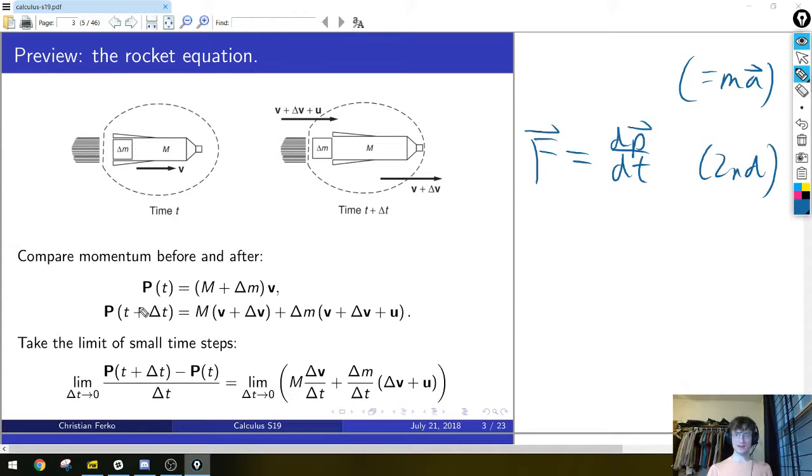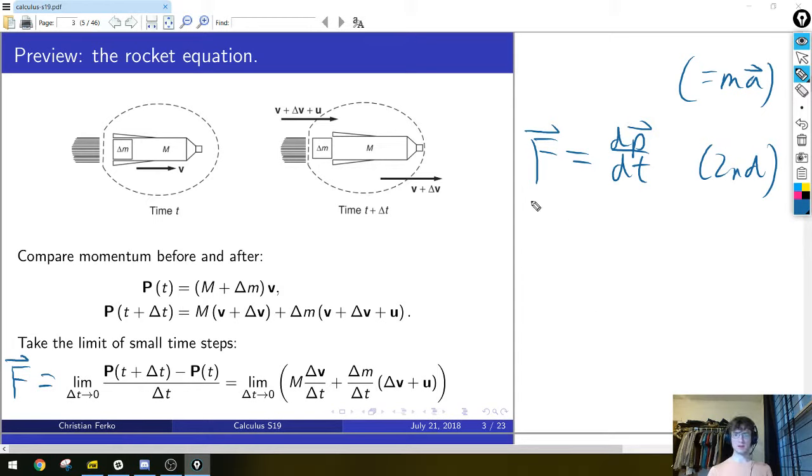Using that, we write the force as the difference in momentum before and afterwards divided by the time step. And the definition of this dp dt in the second law involves a limit. So the entire purpose of my showing you this preview is to convince you that this notion of a limit is completely central to even the most basic questions you would ask in physics.